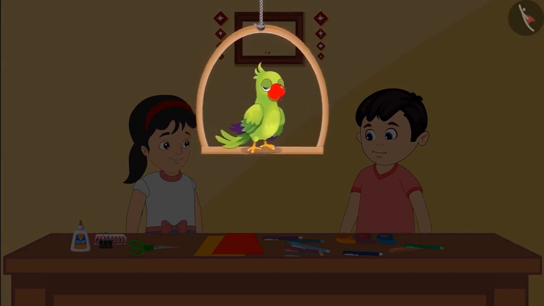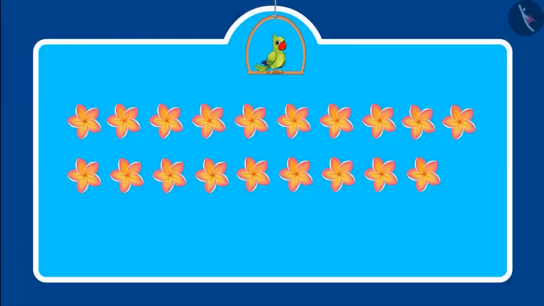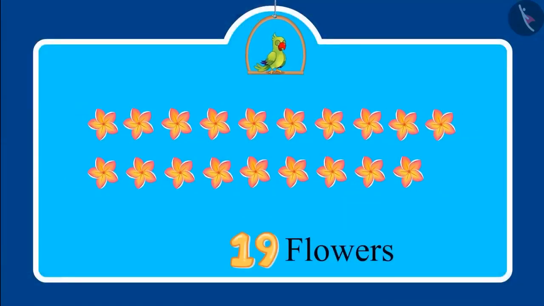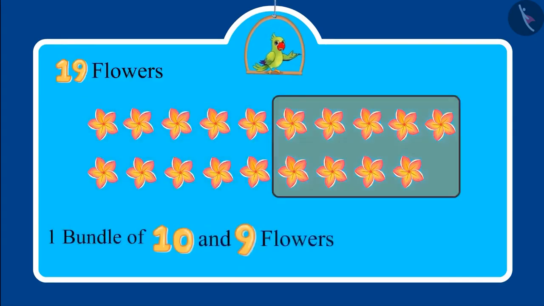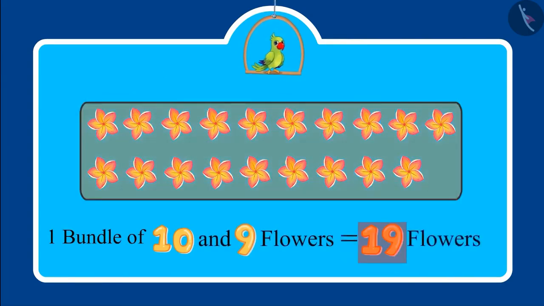Come on, let's look at another example. These are some flowers. The number of these flowers is written below them. Can you identify and tell me this number? Yes, this is 1 bundle of 10 flowers and 9 more flowers. That means in total 19 flowers. Very good children. That was all for today.